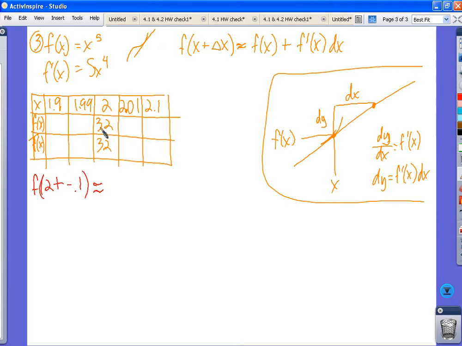And since we're here, let's fill in these values. What's f of 2.01, 2.01 to the 5th? Yes, 32.808. And 2.1 to the 5th? 40.841. You plug them into f of x, and f of x is x to the 5th. So 1.99 to the 5th is 31.208. And 1.9 to the 5th? 24.76. 6.1.